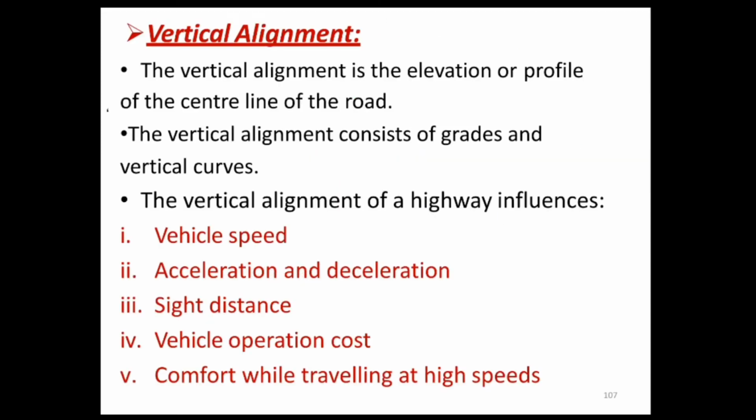The vertical profile of a road would have level stretches as well as slopes or grades. The vertical alignment consists of the grades and vertical curves, and it influences the vehicle speed, the acceleration and deceleration, the sight distances, vehicle operation cost, and comfort while traveling at higher speeds.